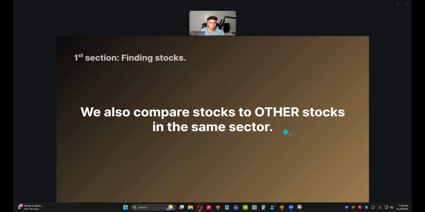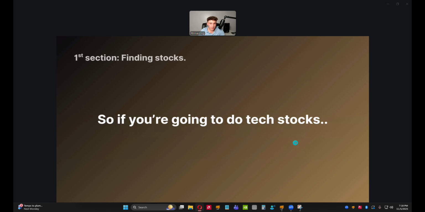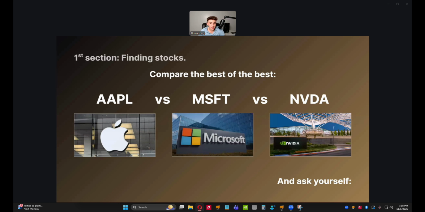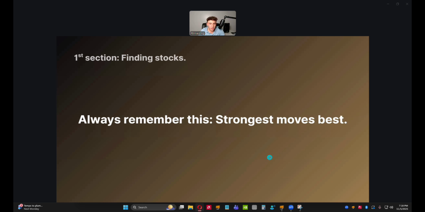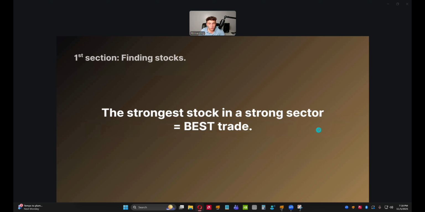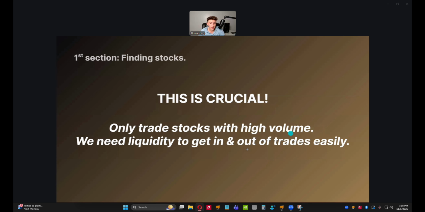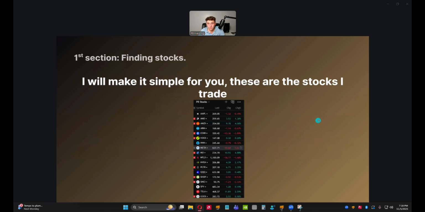So look, we also compare stocks to other stocks in the same sector. So if you're going to do tech stocks, compare the best of the best, Apple, Microsoft, Nvidia, and ask yourself, which one is the strongest and which one is the weakest? Because the strongest one moves the best. The strongest stock in a strong sector is going to be the best trade. But we only trade stocks with high volume. We need liquidity to get in and out of trades easily.